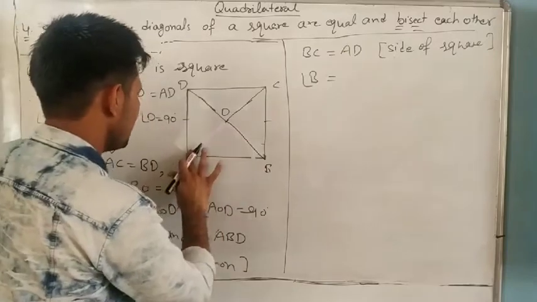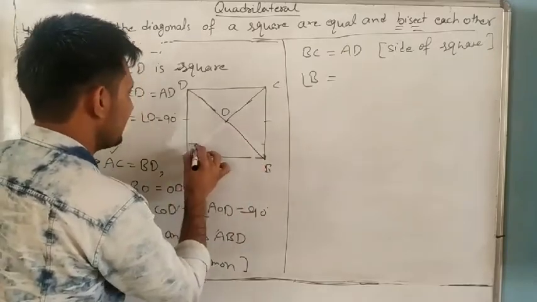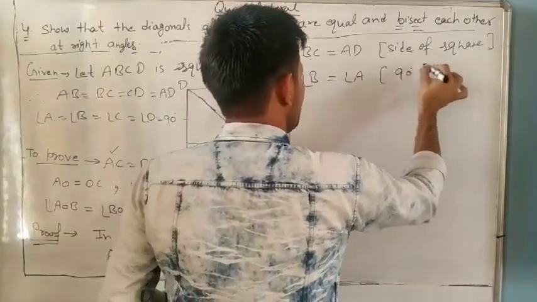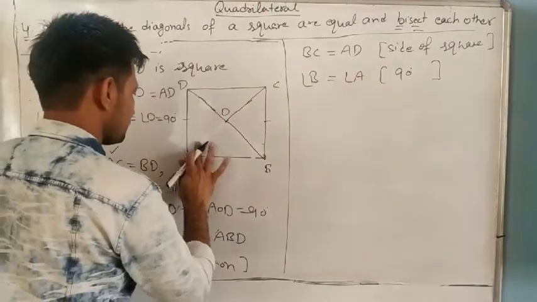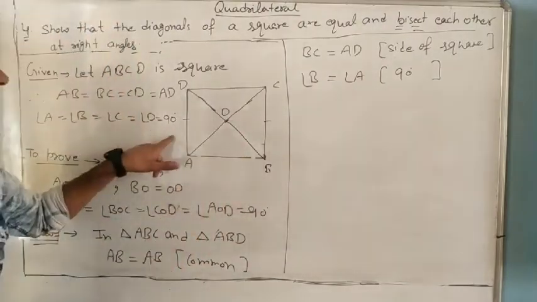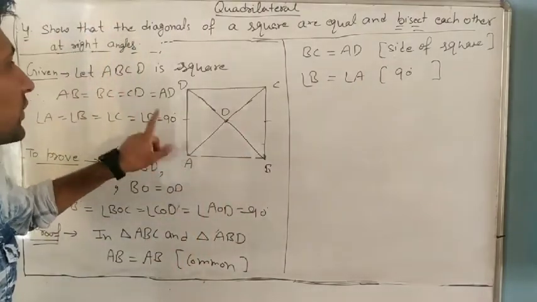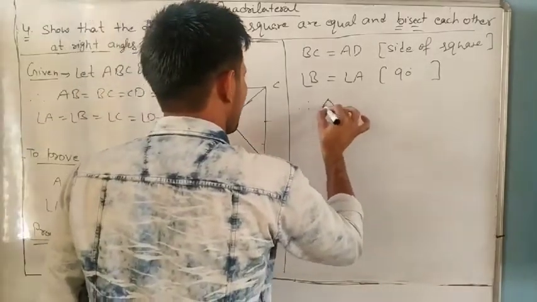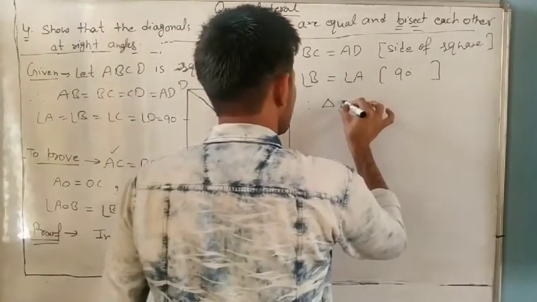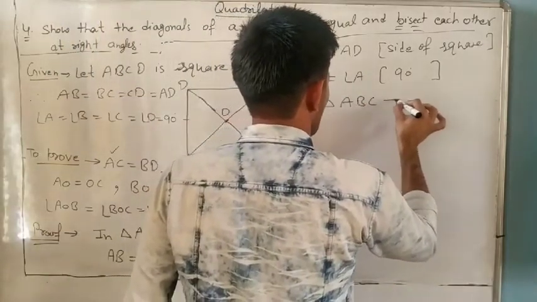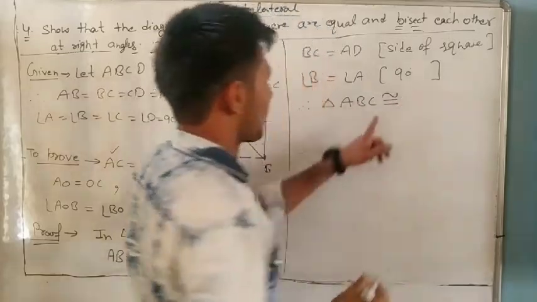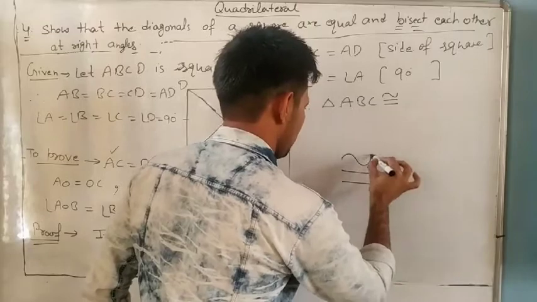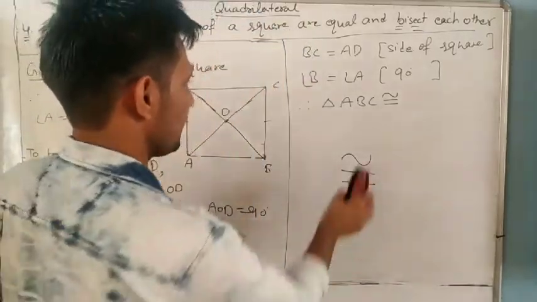ABD, angle A is 90. So angle A equal to 90. Both are 90. Yes. Why? Because ABCD is a square, given, and in a square each angle is 90. So therefore triangle ABC congruent, this is the symbol of congruent, the equal sign with this one and this one. Okay, this is the congruent symbol.